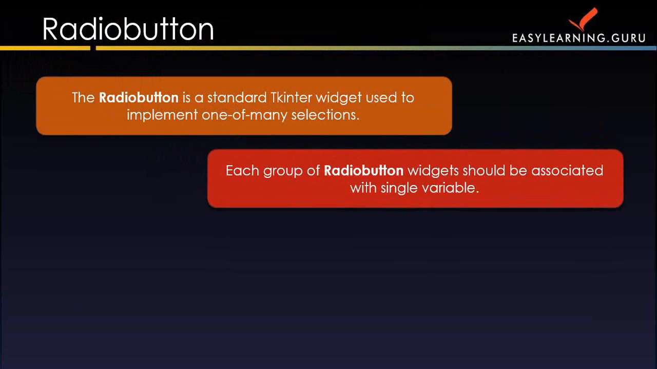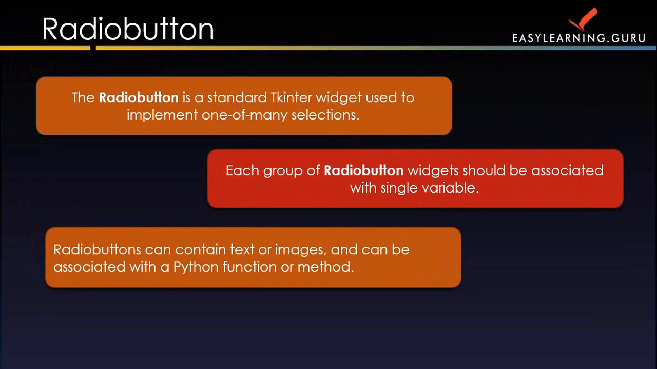So in order to implement this functionality, each group of radio buttons must be associated to the same variable, and each one of the buttons symbolizes a single value. You can use the tab key to switch from one radio button to another. Next, a radio button, sometimes called an option button, is the graphical user interface element of Tkinter, which allows the user to choose one of a predefined set of options. That is, the radio buttons can contain text or images, and a Python function or method can be associated with the radio button. This function will be called if you press the radio button.